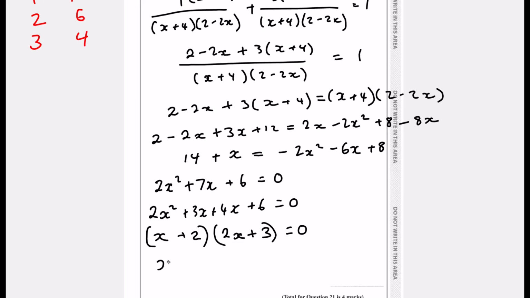So x is equal to... What makes the first bracket 0? Negative 2. What makes the second bracket 0? It's minus 1.5, or minus 3 over 2.